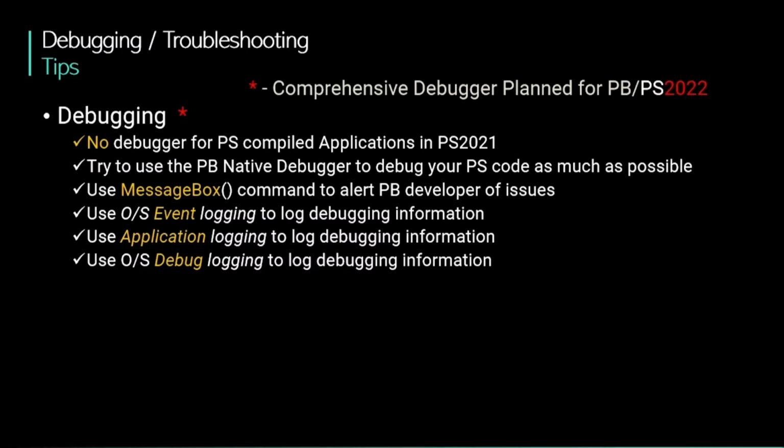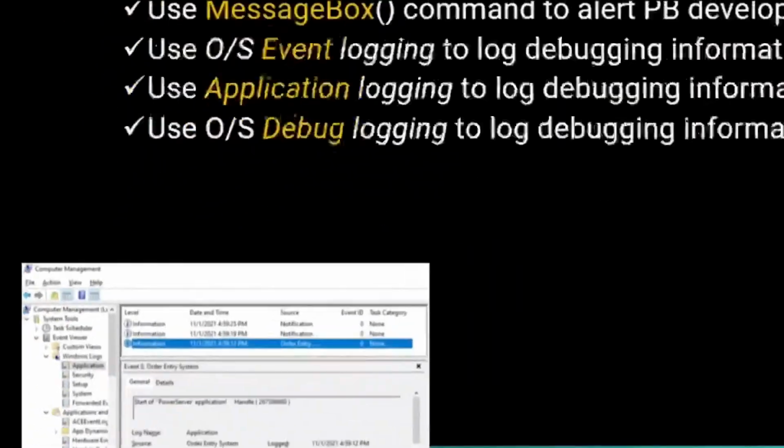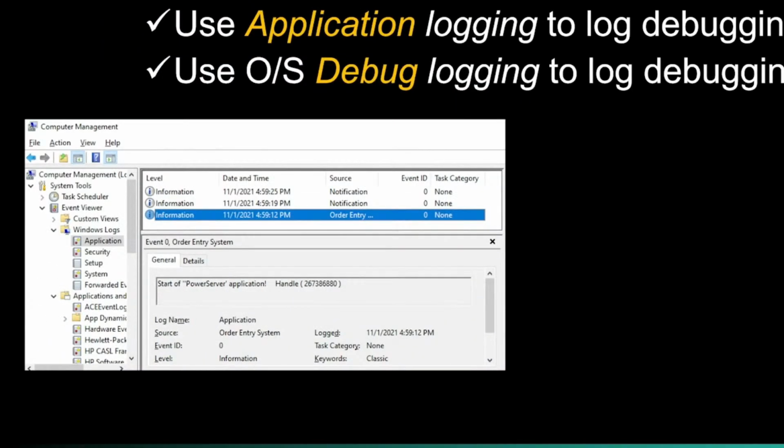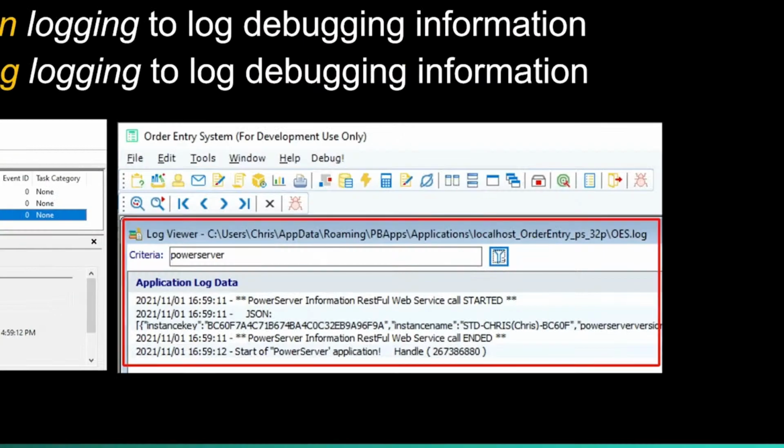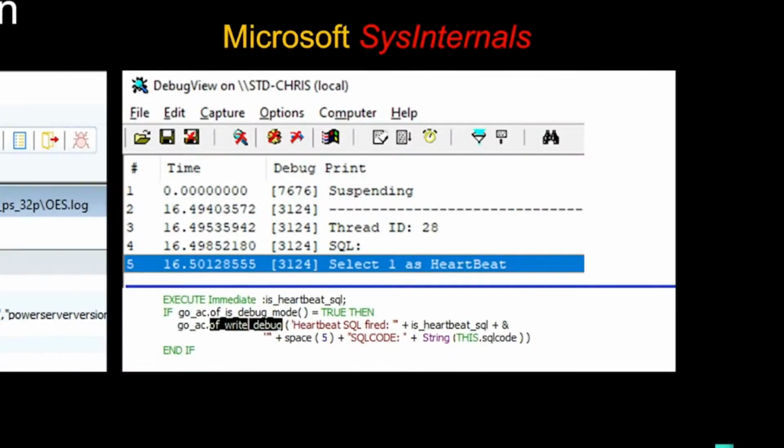Now, what about those last 3 things? OS event, application, and debug log. Well, notice that there is the capability here to actually write to the actual OS log. For example, you can see in this message, start a PowerServer application, and it actually gave you the handle. You can put the name and the user, whatever you want to write into that log. You can also do it in your application. You can actually write and build your own log. And then you also have the ability here to actually write to the operating system debug log.